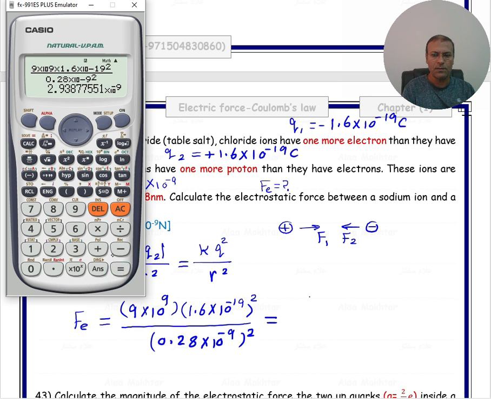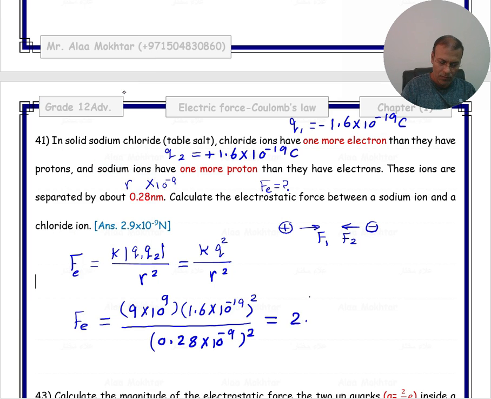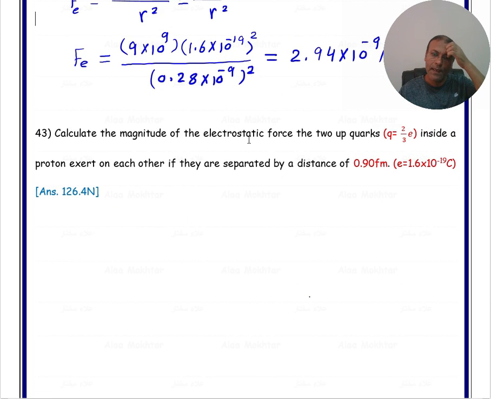The answer is 2.938. We can write it after rounding as 2.94 multiply 10 to the negative 9. So 2.94 times 10 to the negative 9 Newton, and this force is an attractive force. The next question: calculate the magnitude of the electrostatic force. Also, we need to find the electrostatic force Fe.